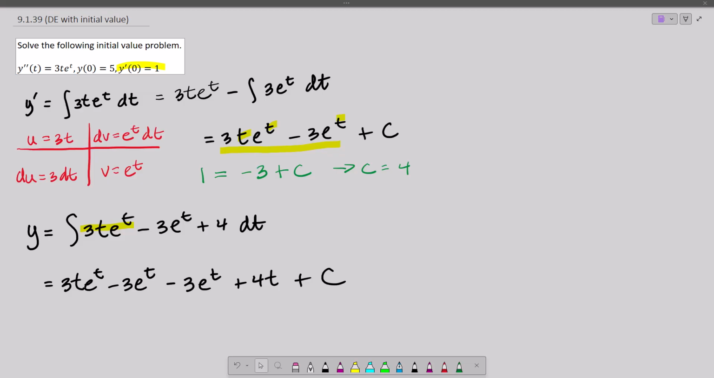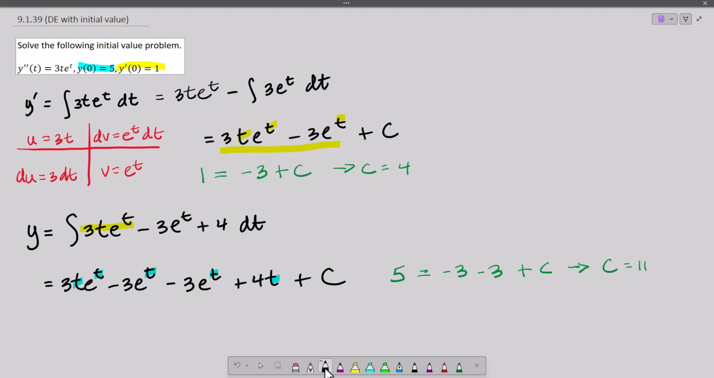So the initial value says that y of 0 is 5. So we're going to have 5 equals, and now we're plugging in 0. So we're looking at this condition right here. So we've got to plug in a 0 for each of those t's. So the first term will be 0, and the second term will be negative 3. Oh, we have some like terms there. We'll combine those in a minute. The next term will be negative 3, and then we'll have a 0, and then a plus c. So when all is said and done here, we have negative 6 on the right, and we add that to the other side, we're going to get c is equal to 11.